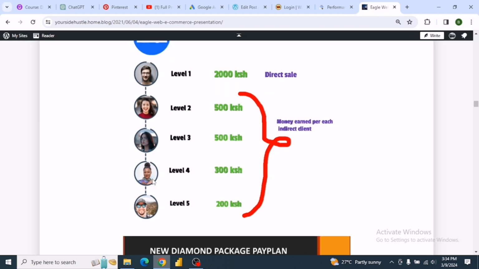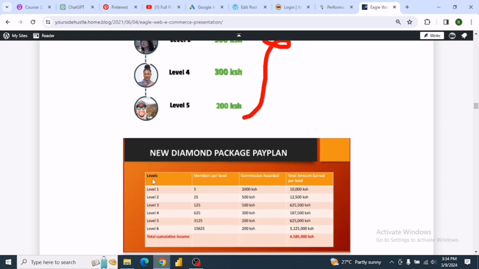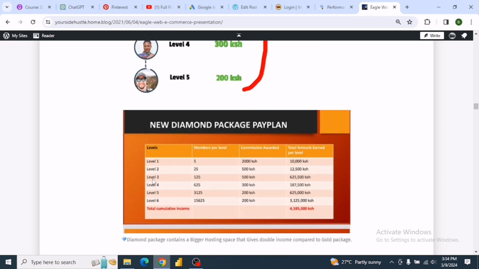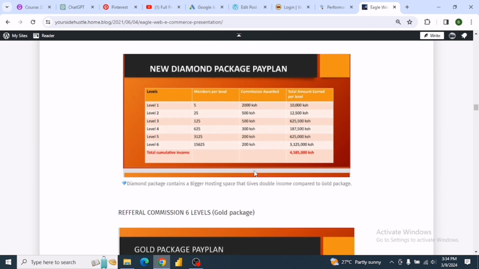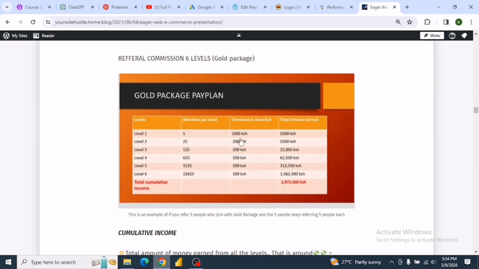Let's now compare it with the gold package. So this is the diamond package plan. Let's say you refer 5 people and those 5 refer other 5 people, that's 25. So 25 each paid 5,000 and you earn a commission of 500. So 500 times 25 is 12,500. This goes deep up to level 6. So let's see now the gold package. With the gold package, you earn 1,000.